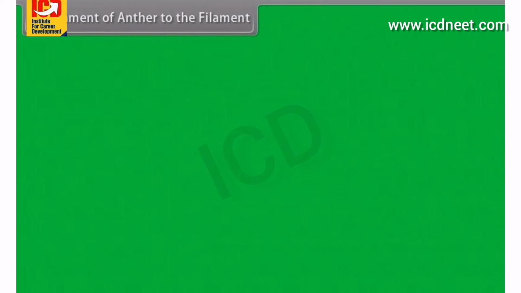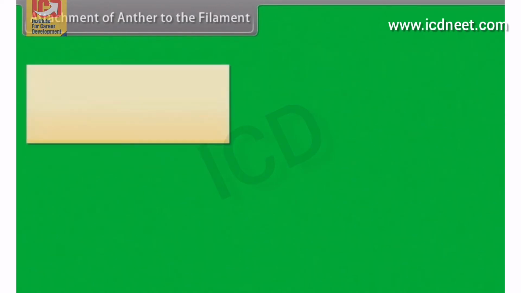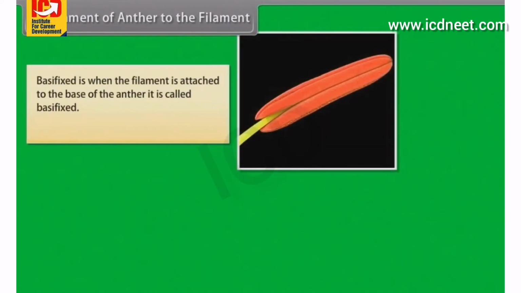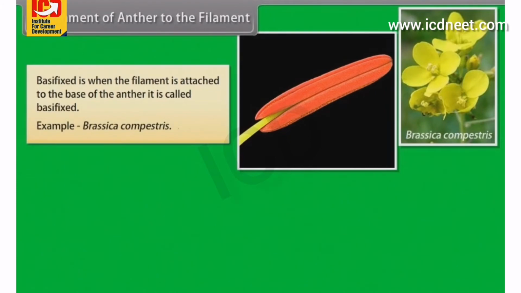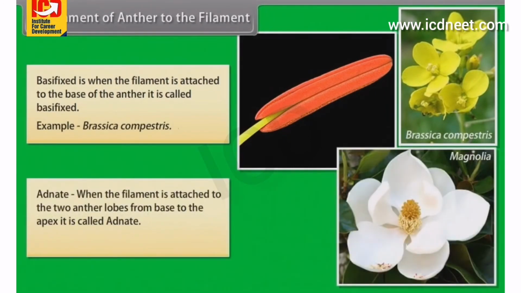Attachment of anther to the filament. Basifixed is when the filament is attached to the base of the anther. Example, Brassica campestris. Adnate is when the filament is attached to the 2 anther lobes from base to the apex. Example, magnolia.